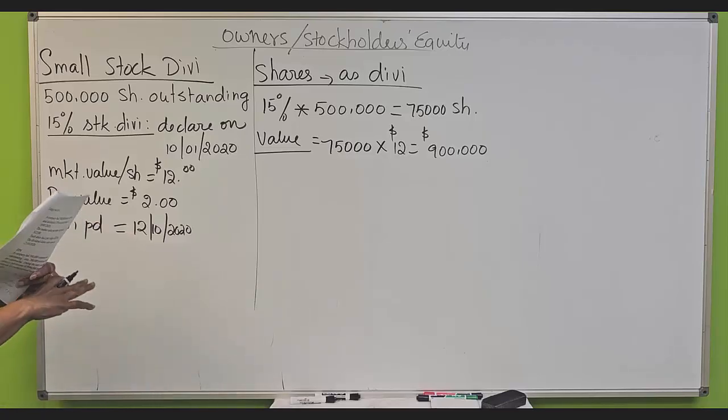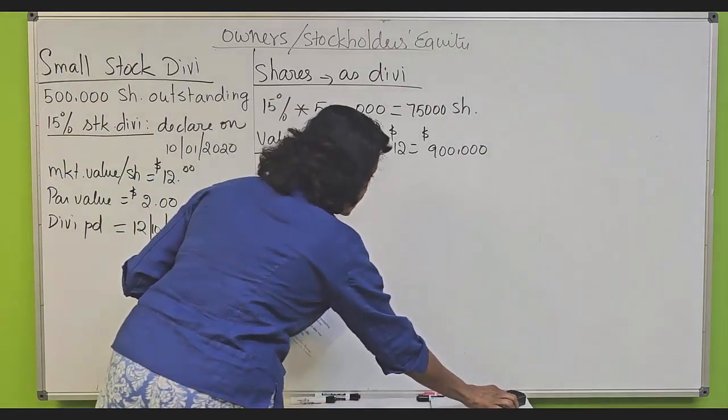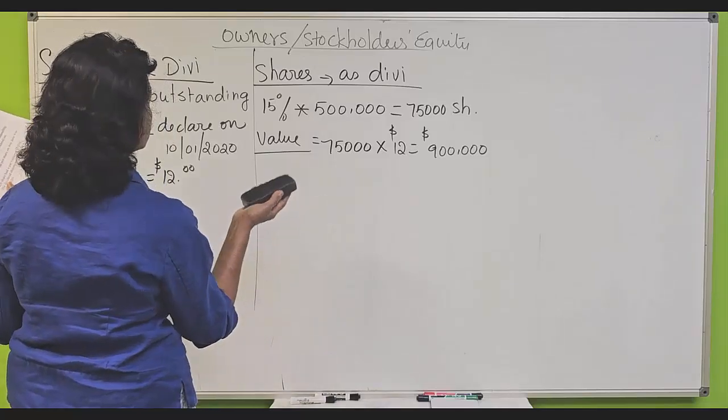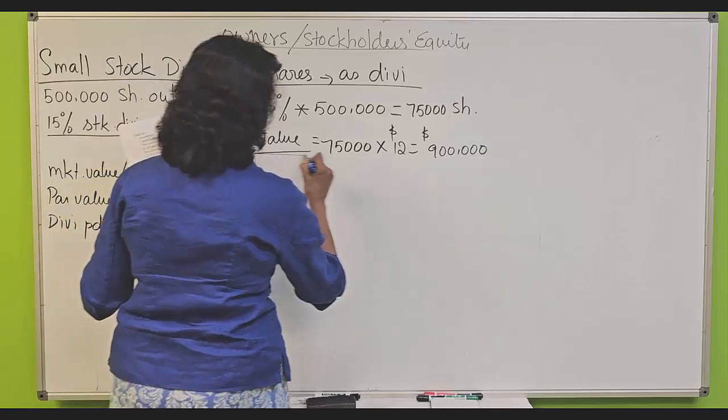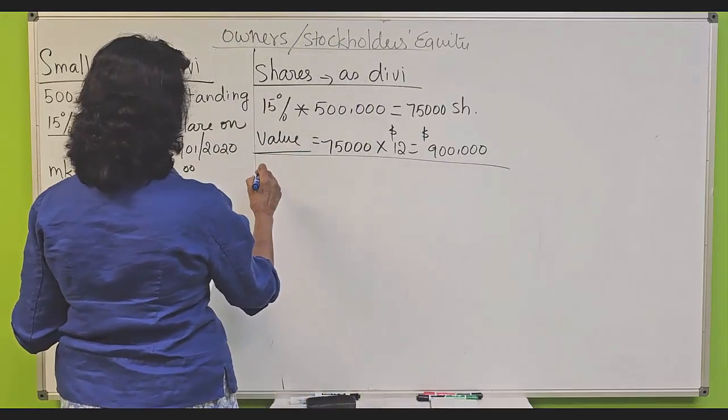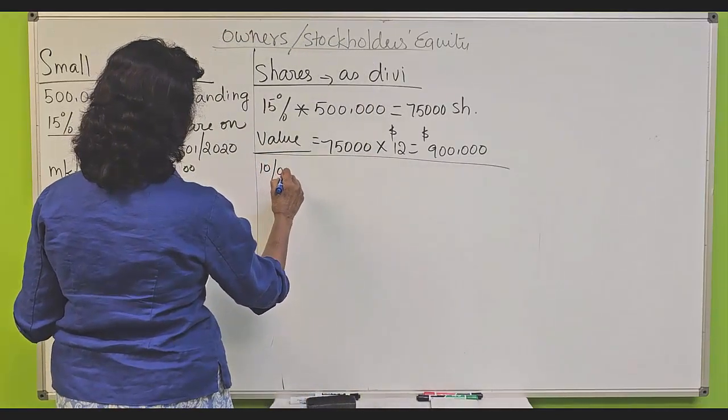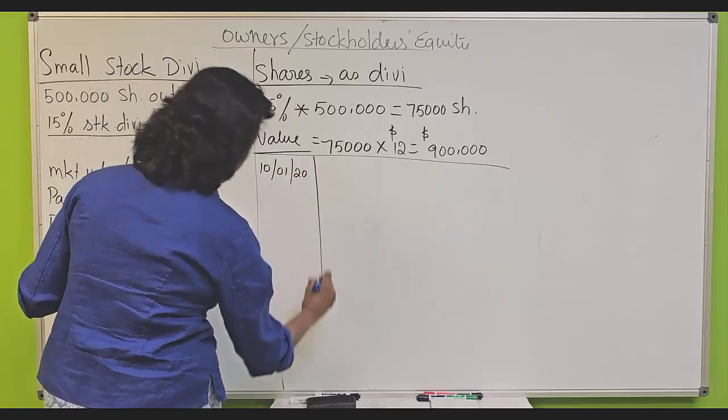Okay, so now here we have to record the declaration on October 1st and record the payment on December 10th. So now here, small stock dividend. Okay. So on October 1st of 2020.